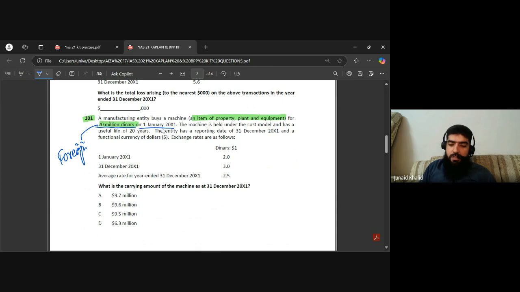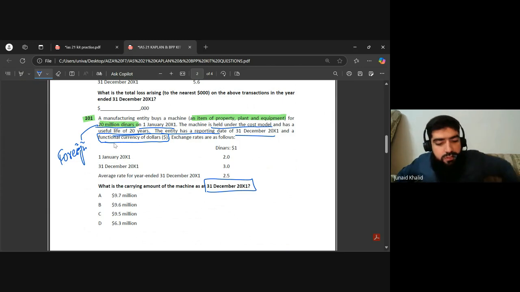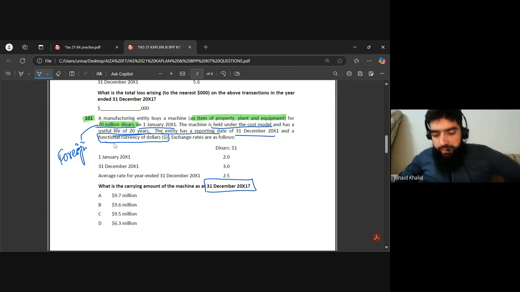That transaction arises on 1st January 20x1 and the accounting period ends on 31st December 2001. The machine is held under the cost model again and has a useful life of 20 years. The entity has a reporting date of 31st December 2001. The information is given over here. The functional currency is dollar and the exchange rates are there.